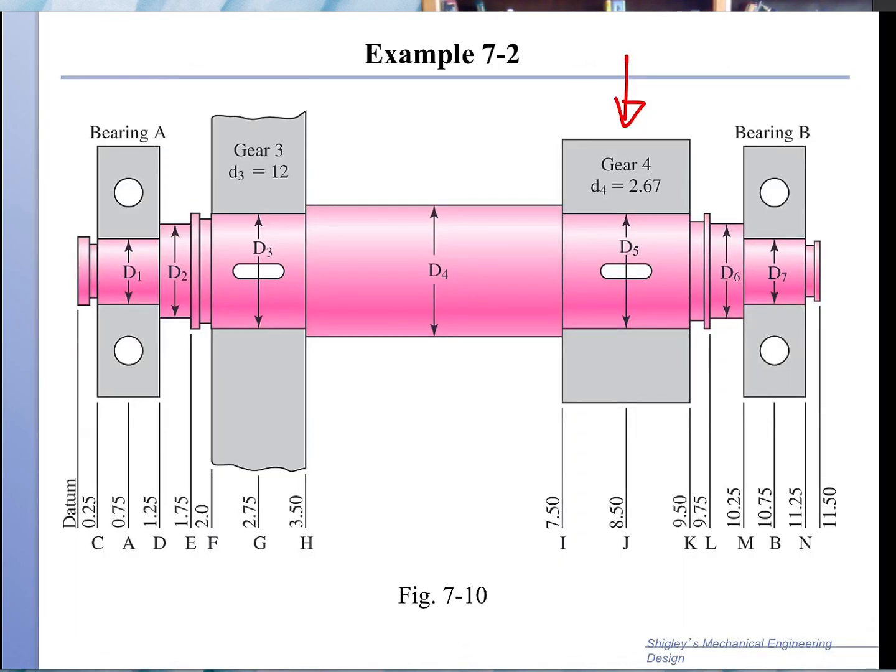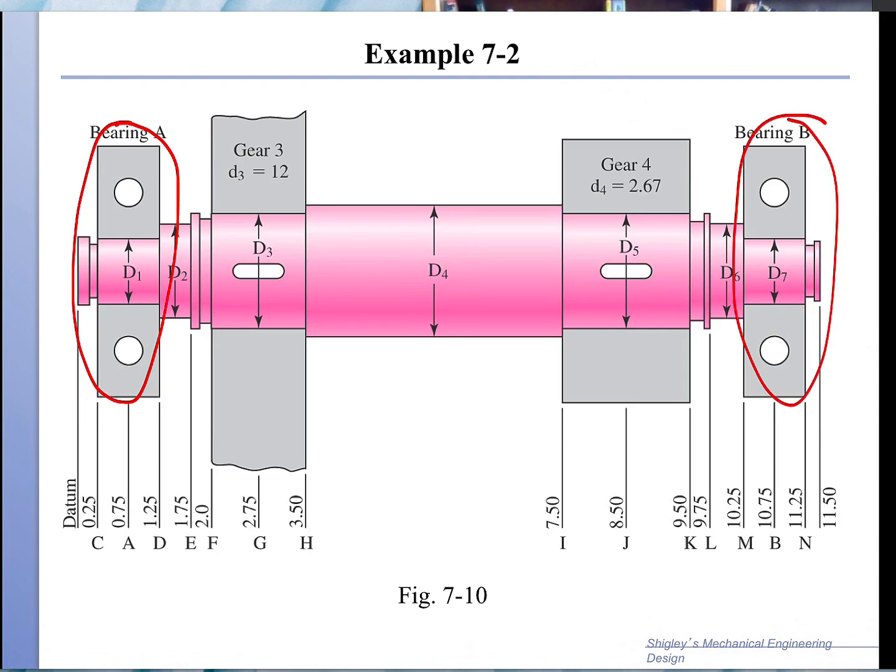So the problem is that we don't know. We want to find all of these dimensions: D1, D2, D3, D4, D5, D6, D7. Okay, well, what we know are the dimensions of the gears, and we know that we must support the shaft with a ball bearing on one end and another ball bearing on the other end, and we have all of the dimensions that you can see in here.